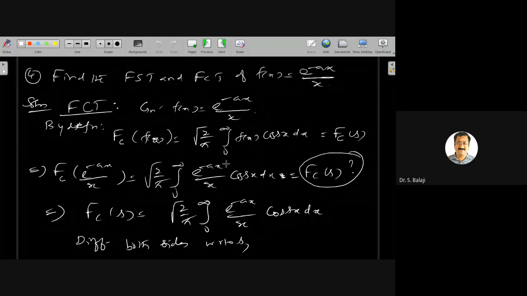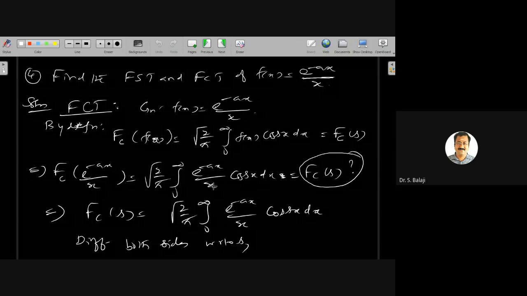We have to evaluate this integral. The integrand is a product of three functions: an exponential, a reciprocal function, and a cosine function. A product of three functions. With e^(-ax) cos sx alone, it is no problem; we can usually use a standard formula and apply that.